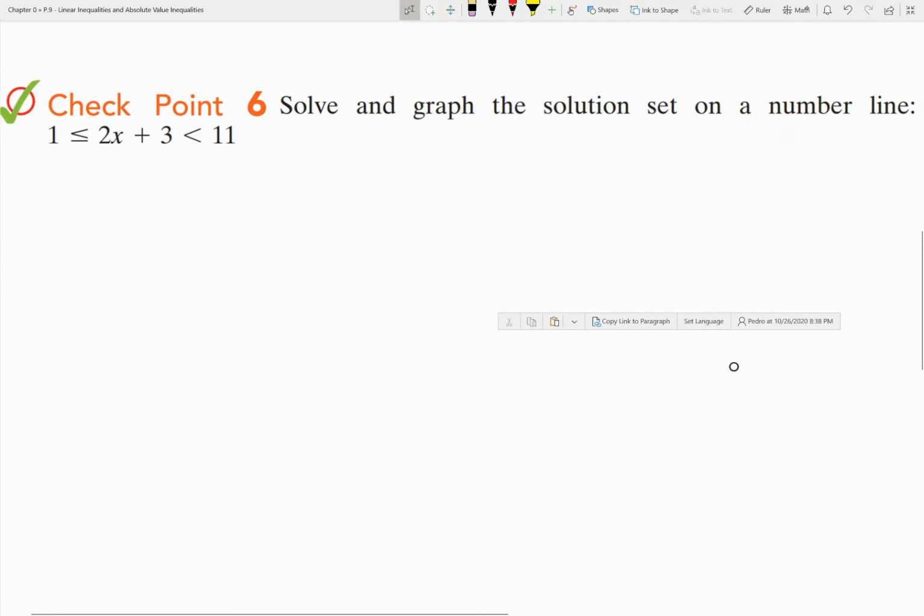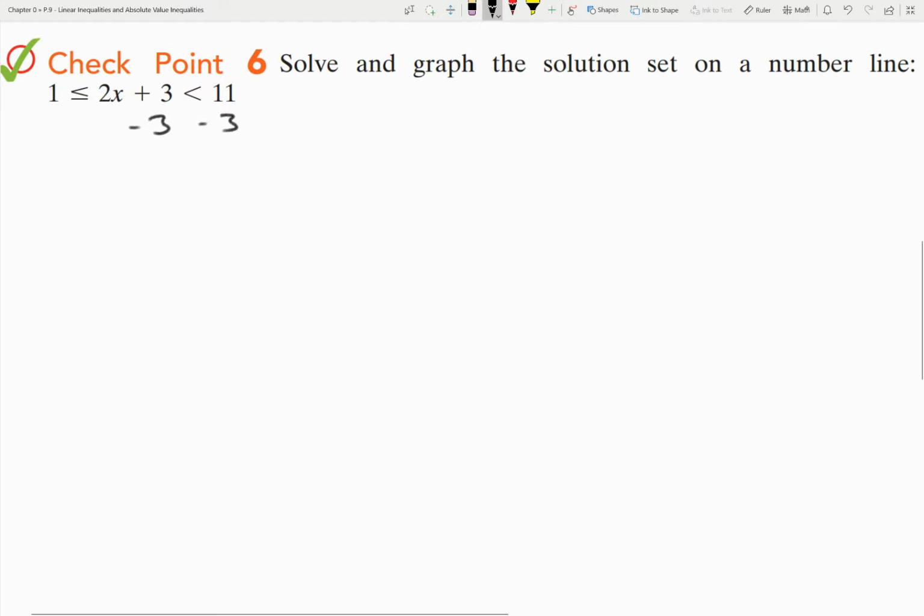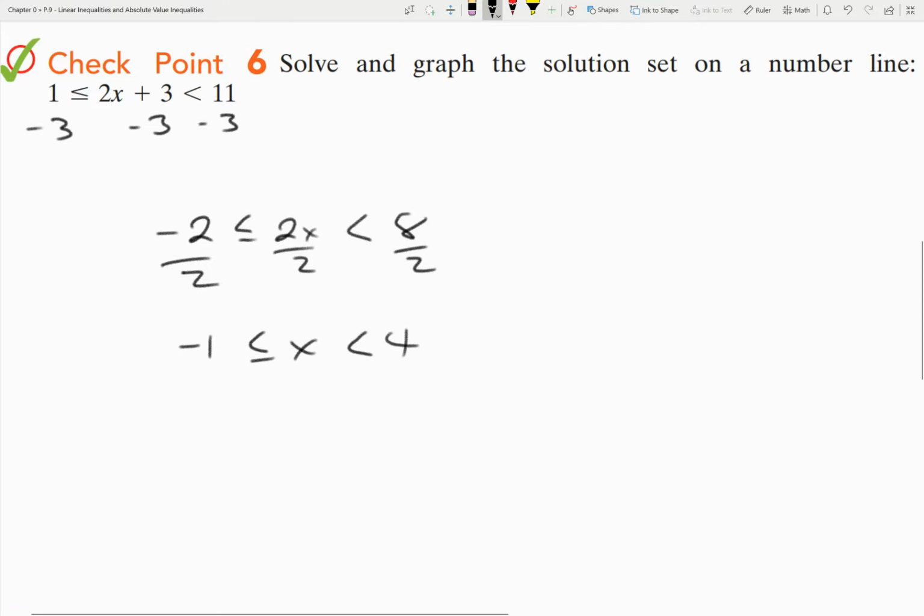All right, so again, let's subtract 3 from everything. So that's -2 is less than or equal to 2x, which is less than 8. And now we divide everything by 2. -1 is less than or equal to x, which is less than 4.